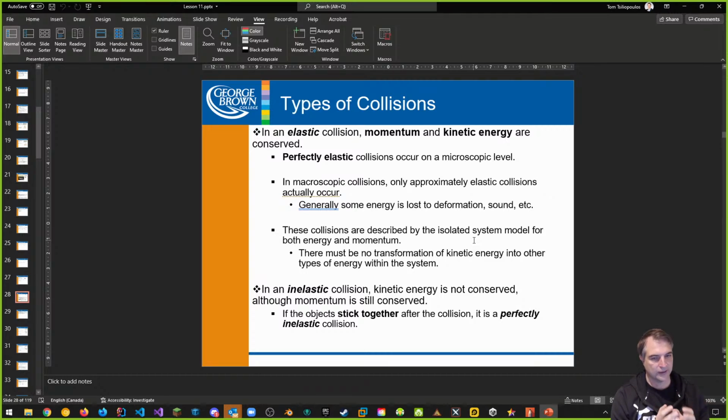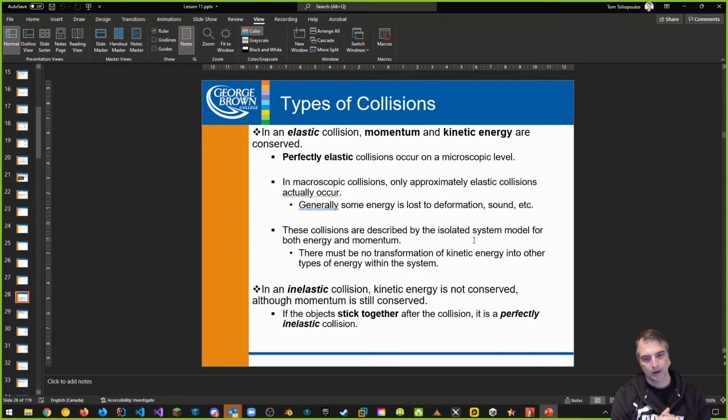Perfectly elastic collisions occur on a microscopic level only. Microscopic is like atoms and quarks. Macroscopic, meaning our size, is people and objects. Only approximately elastic collisions occur. So not perfectly elastic. They're elastic, but not perfectly, because some energy is lost to deformation and sound and so on.